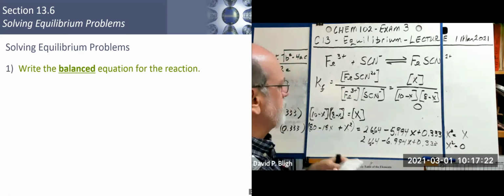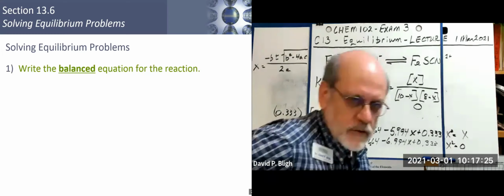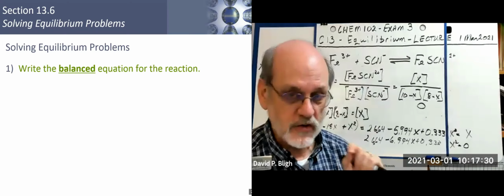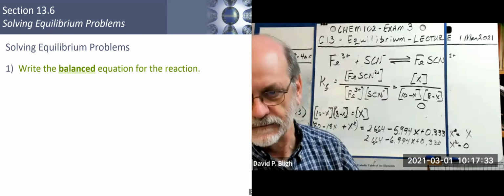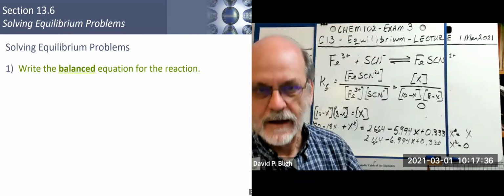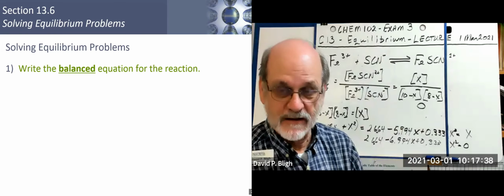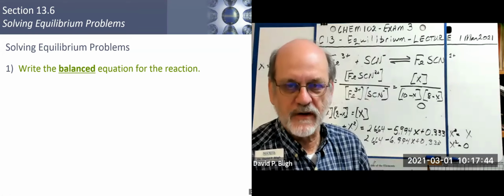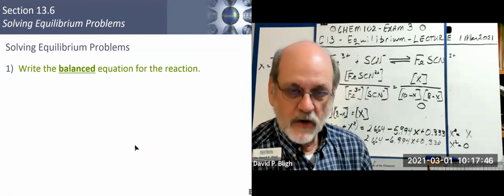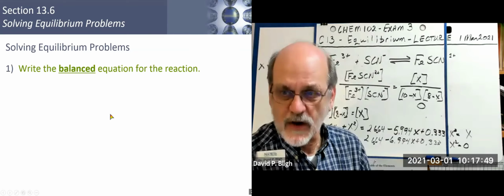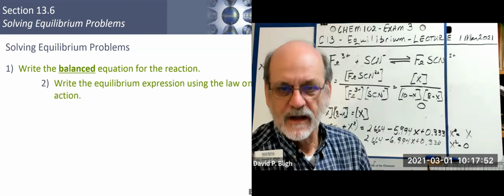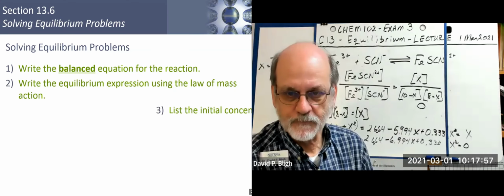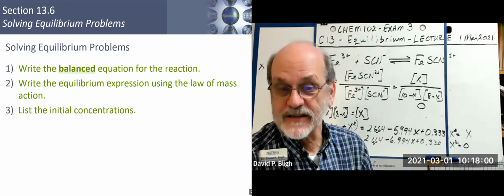Okay, when you solve equilibrium problems, actually, even before you write the balanced equation, you have to be sure that your compounds are written correctly. But that's implied in the balanced equation. So if you don't write the compounds correctly, the equation will not balance. And you'll figure that out pretty quick. So you write the balanced equation for the reaction because you're going to need the coefficients. Then you write the law of mass action for that equation. Then you set up your ice table.